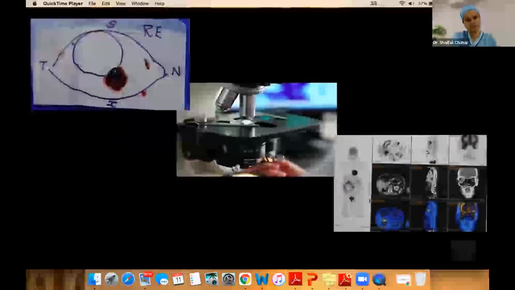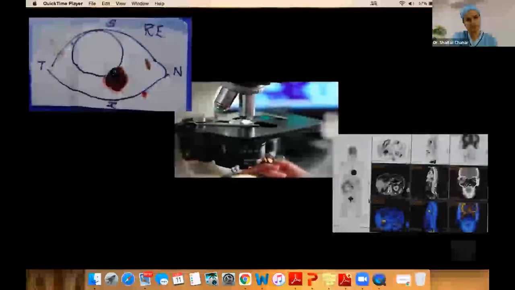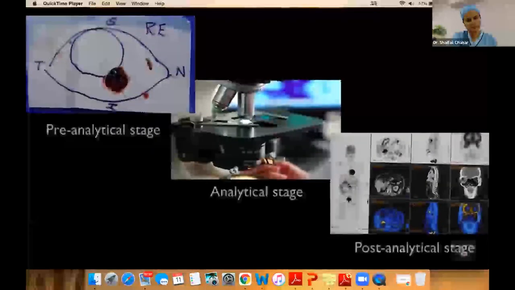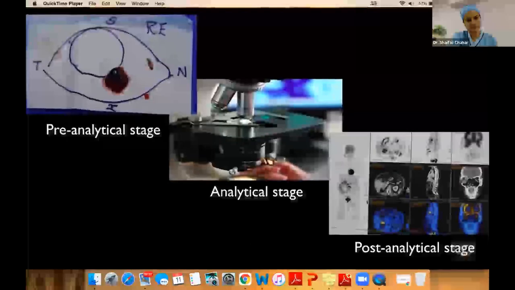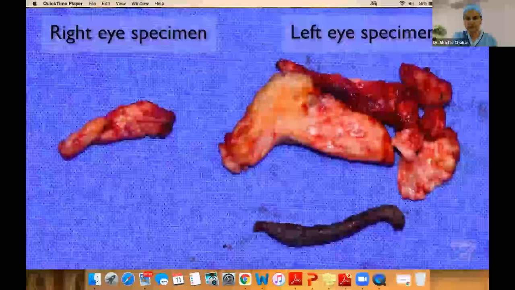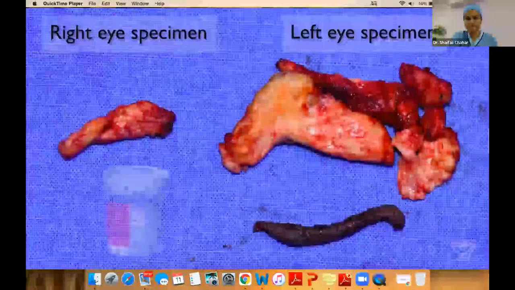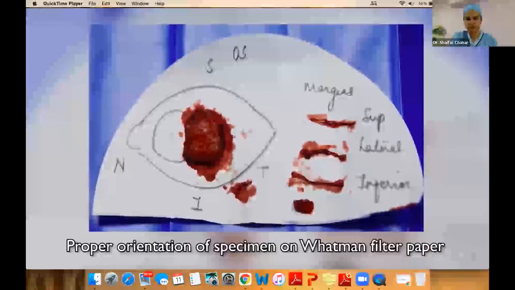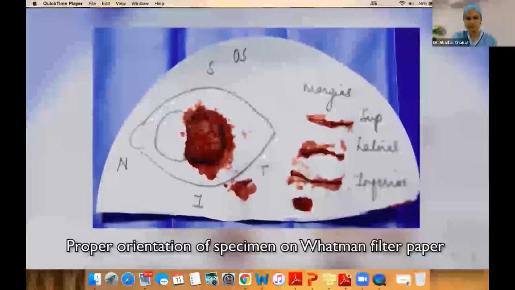A close collaboration and open communication at every step between the ophthalmic surgeon and an ophthalmic pathologist is mandatory for accurate reporting to guide the management. The ocular specimen collected undergoes three phases. Pre-analytical stage starts with a thorough pre-surgical planning for all the lesions. Multiple specimens from different sites must be placed in separate bottles. Specimen orientation is required so as to ensure that the pathologist can report the margin of excision accurately.